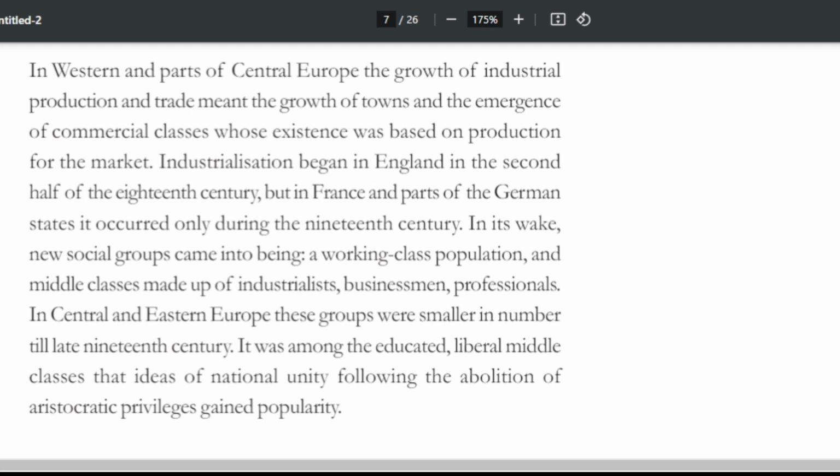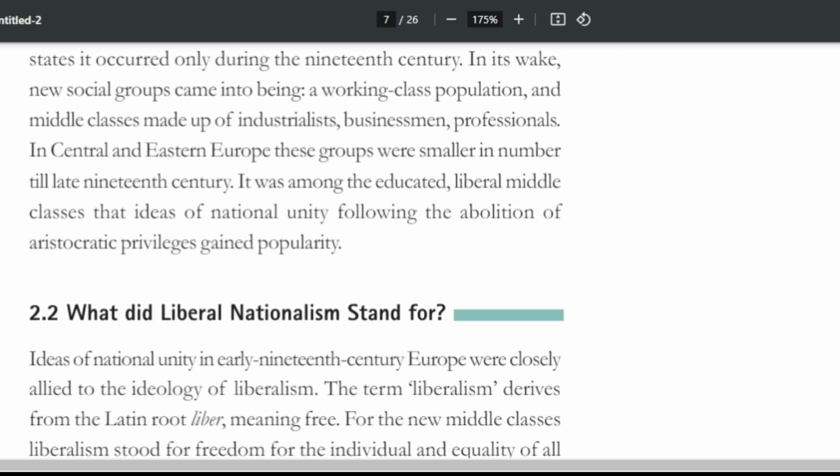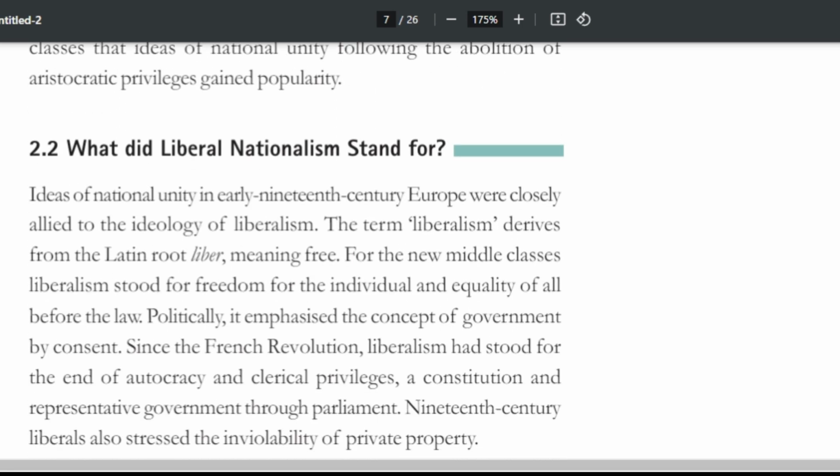It was among the educated liberal middle classes that ideas of national unity following the abolition of aristocratic privileges gained popularity. Now, what did liberal nationalism stand for?